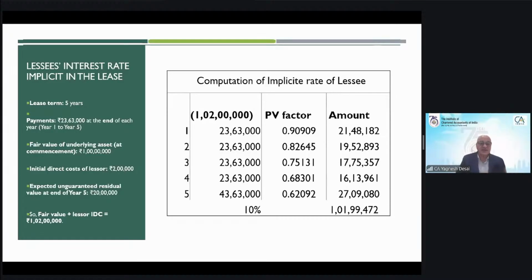But what do you need in this case, sir? You have the fair value, if the lessor is not giving it. You have your initial direct cost. So you get these two figures: figure number 1 is 1 crore and figure number 2 is in lakhs. But do you have the unguaranteed residual value? This information, if not given by the lessor, then you cannot compute the implicit rate in the lease from the perspective of the lessee.